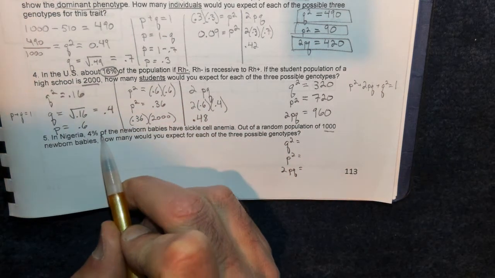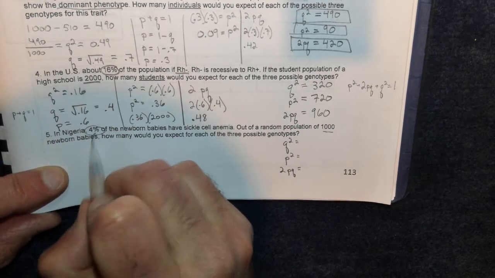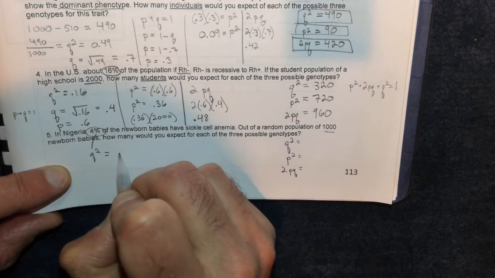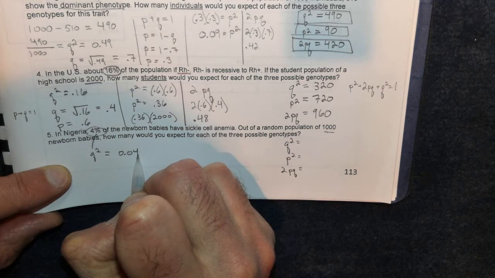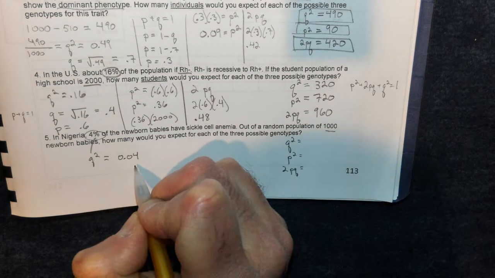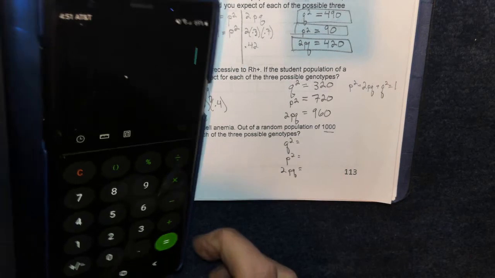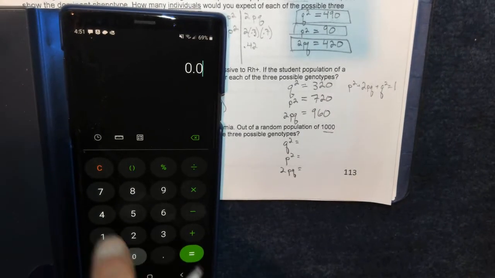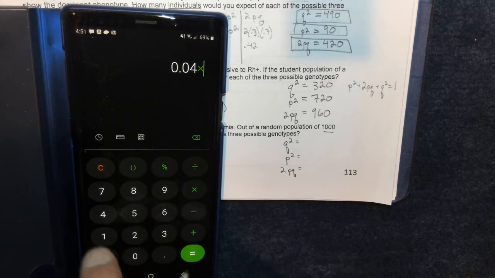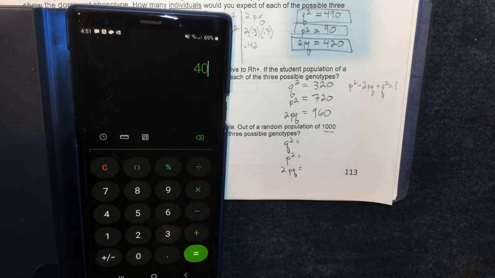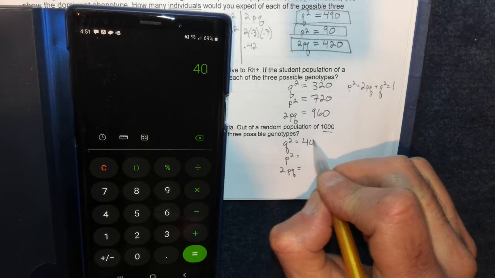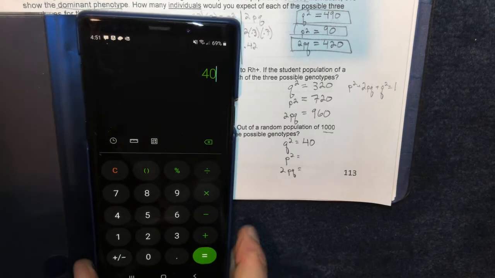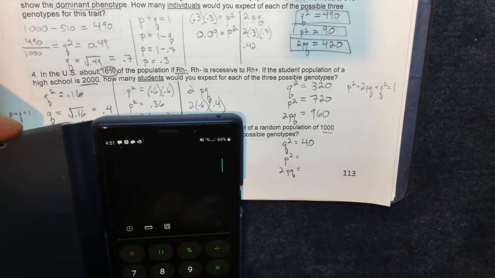Let's start with our 4%. This number is our q squared. So what is 4%? Well, that's 0.04. So I need 0.04 of 1,000. To do that, I'm going to take 0.04 times 1,000, and I get 40. 40 individuals are recessive. They have sickle cell anemia. That's 4% of 1,000.